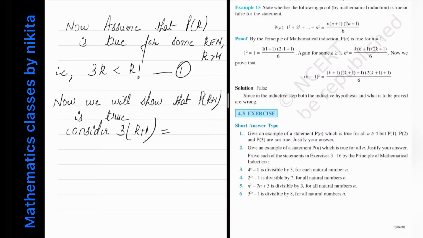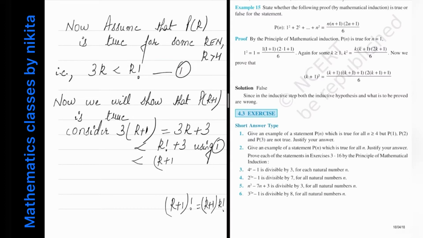So consider this. This can be written as 3 into k plus 3. Now using 1, I can say that this is less than k factorial plus 3. So this is using 1. But हमें क्या चाहिए? On the right hand side, I need k plus 1 factorial. But k plus 1 factorial कैसे आएगा आपके पास? K plus 1 factorial is k plus 1 into k factorial. Yes or no? This is less than k plus 1 into k factorial. Yes or no? Yes, this is always true.